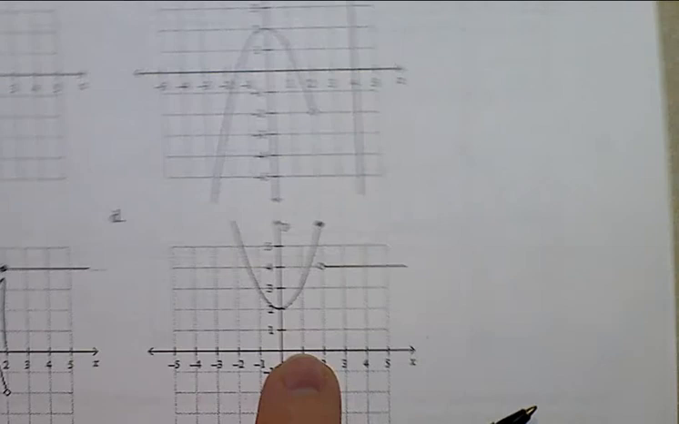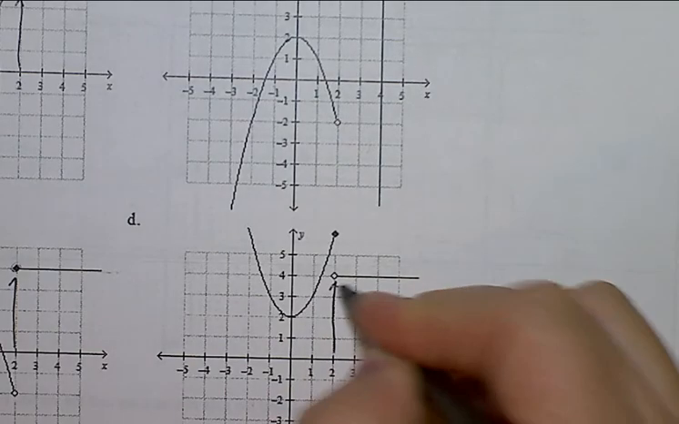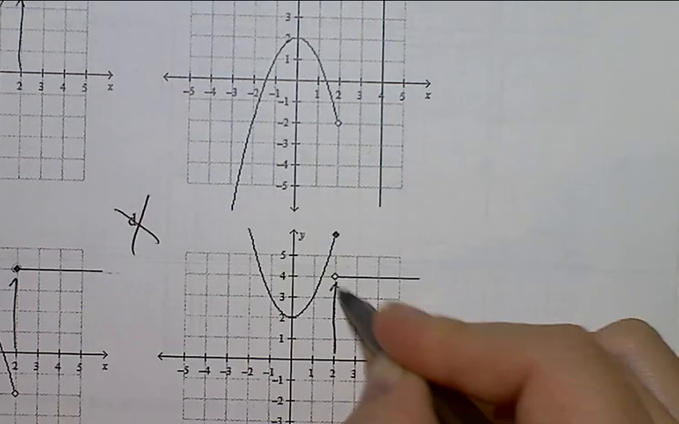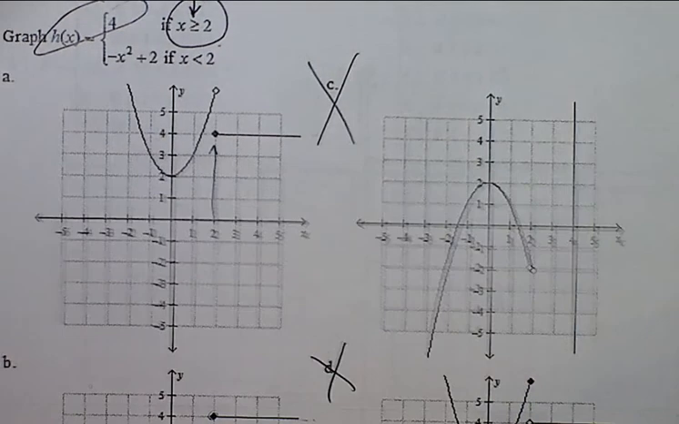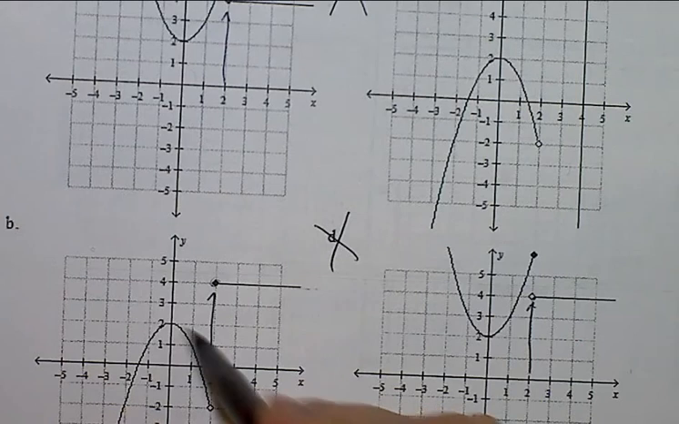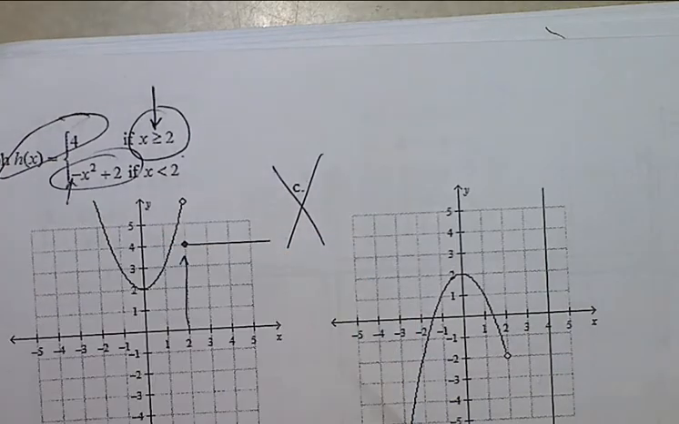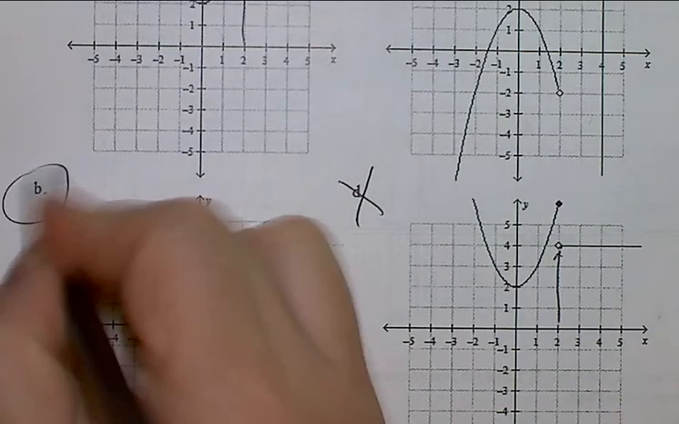This is the line y equals 4. It occurs where x's are greater than 2 but not equal to it. This would have to be closed. We can cancel out this option because it is not a closed dot. So between these two, I have a parabola that opens up or a parabola that opens down. So I look up here. This is a parabola that opens down because the leading coefficient is negative. That means the correct answer is B.